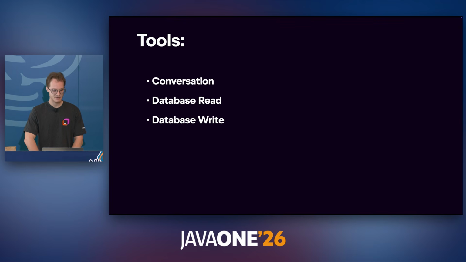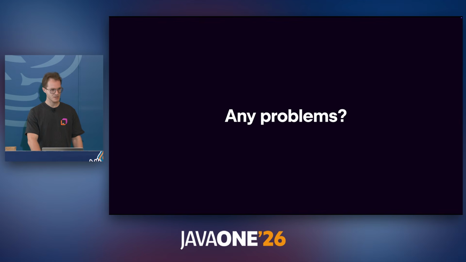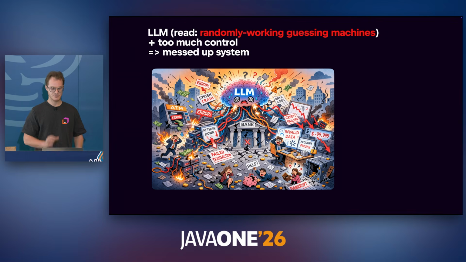So remember, we had several tools, conversation tools, database reads, database writes, all available at once for the agent. And that is the problem. Because in your system, currently, LLM rules everything. It controls all the operations. Do you see any problems? Any ideas? It's non-deterministic. Non-deterministic, exactly. So essentially, when you give too much control over your system to these randomly working guessing machines, which LLMs are, your system will be messed up. And that's something, even with the best and most precise models, even if there is a 1% or 0.1% chance, this is something that enterprises cannot tolerate.